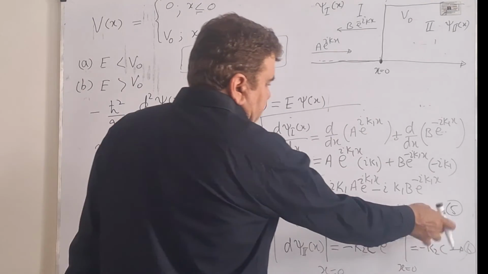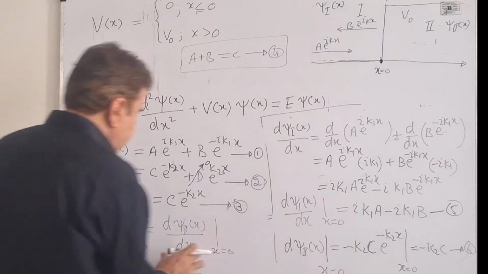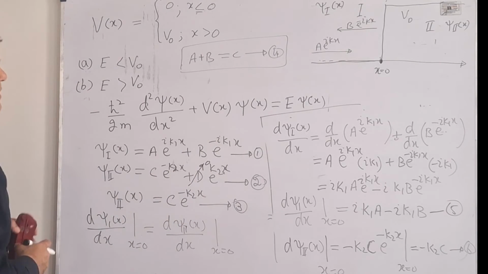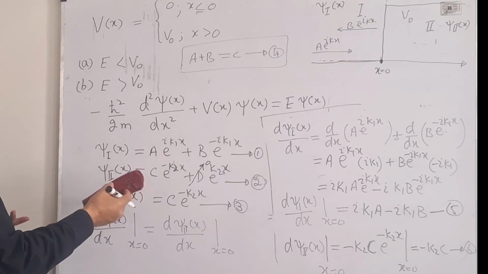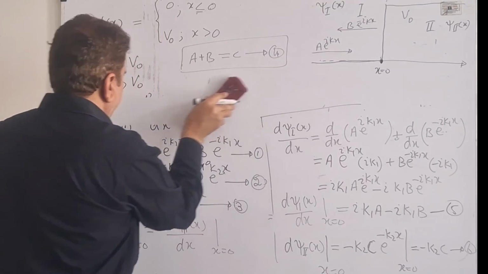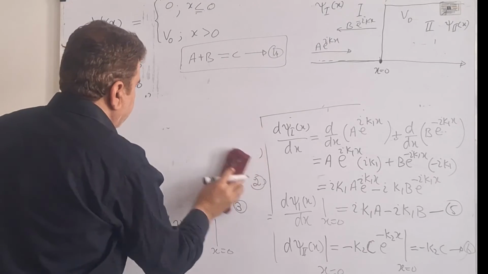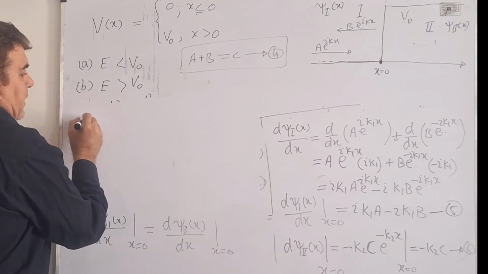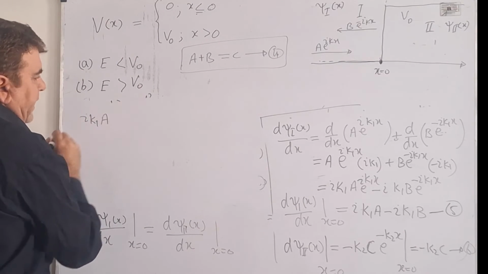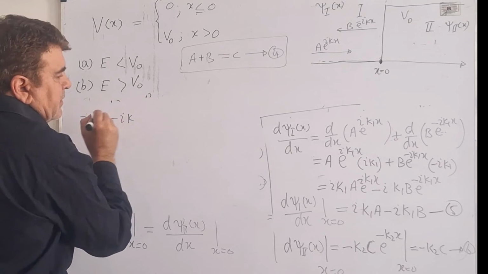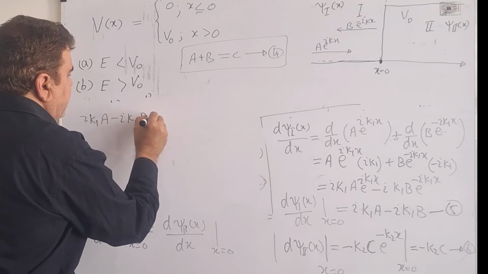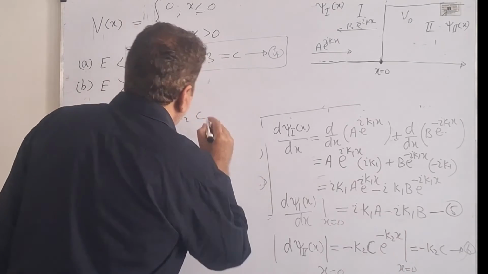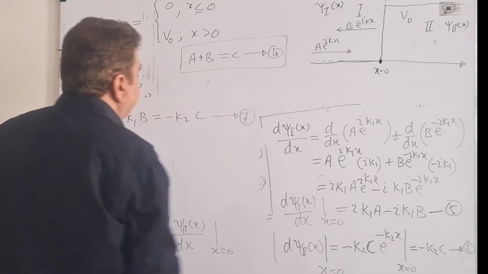Now, if I put the values from equation 5 in equation 6 in this condition, I get, let me write that over here. I don't need this equation anymore. Even if I need it, I would rewrite it. So I just want to put the values in this one equation. I get iota k1 times a minus iota k1 times b equals minus k2 times c, right? And I call this equation 7.